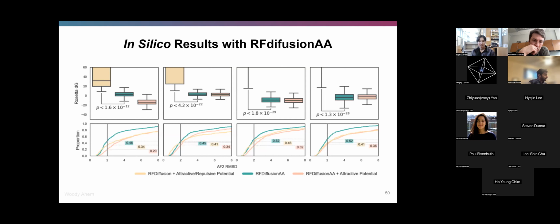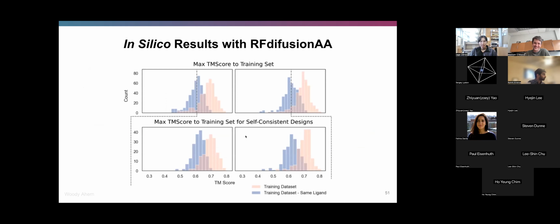Looking at some benchmarking cases, the top here is Rosetta energy. The first gray-yellow bar is using RFDiffusion to do this, and it creates really unrealistic and unphysical interactions. Whereas, when you use this network, you get much lower energies and much higher consistency with AlphaFold.